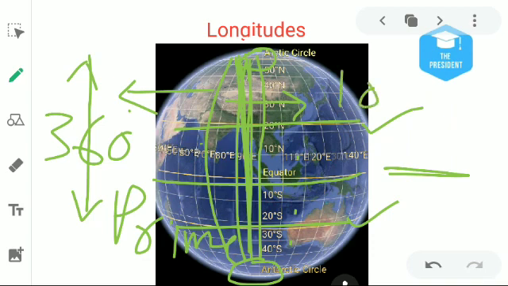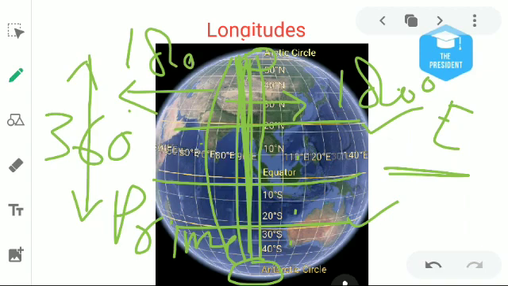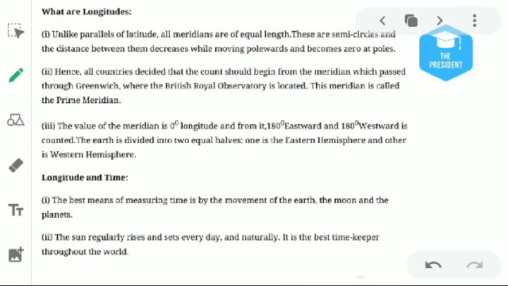So there are a total of 180 longitudes in the east direction, which are denoted by degrees east, and 180 longitudes on the west side, which are denoted by degrees west. Understood? Here is the definition of latitudes and longitudes. I have discussed it already.